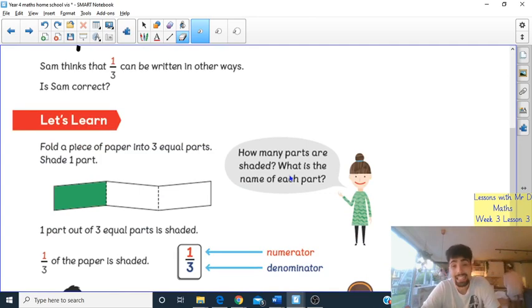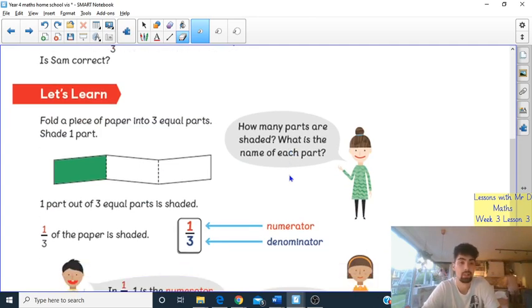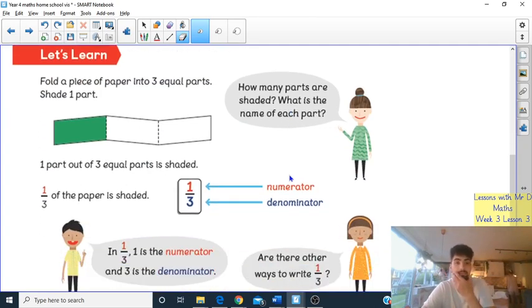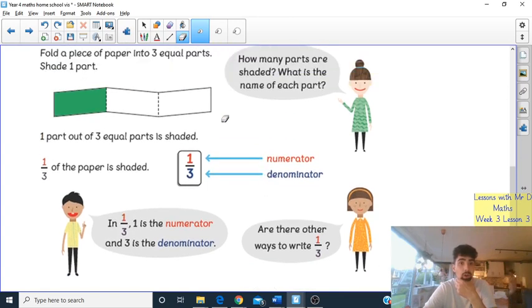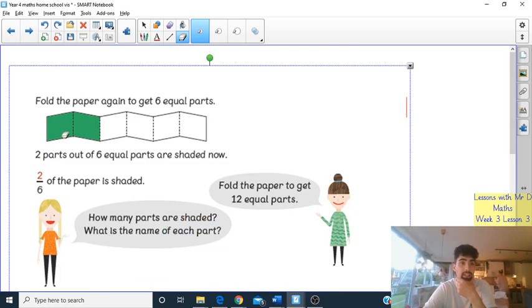This should be familiar. I'm gonna whiz through this. We know that it's a third because it's 1 part out of 3. The 1 is the numerator, that's how many parts. 3 is the denominator. The line is the fraction line. But what other ways can we write it? Well, I can fold that third again, can't I? And I've got 1, 2, 3, 4, 5, 6.